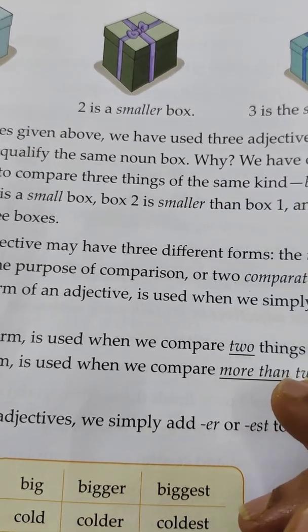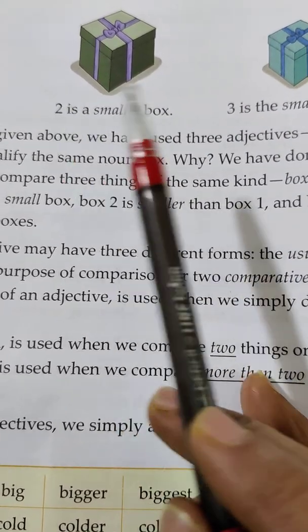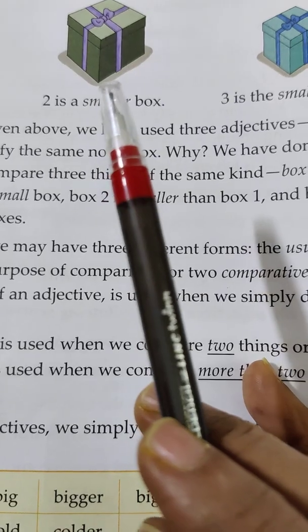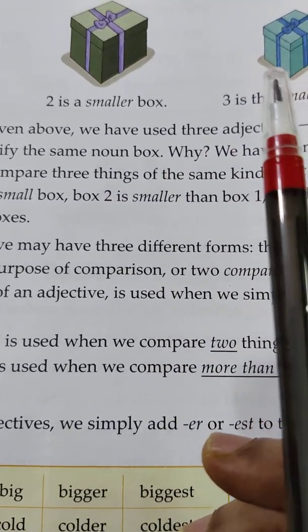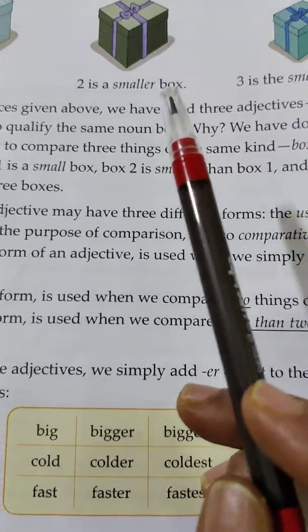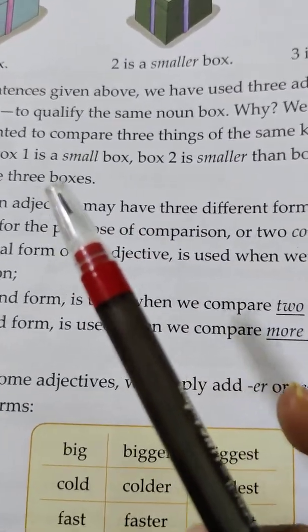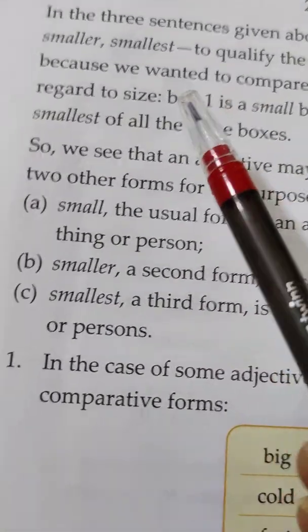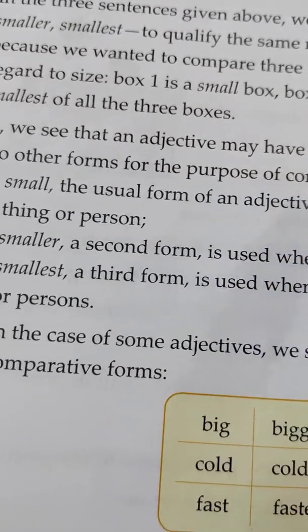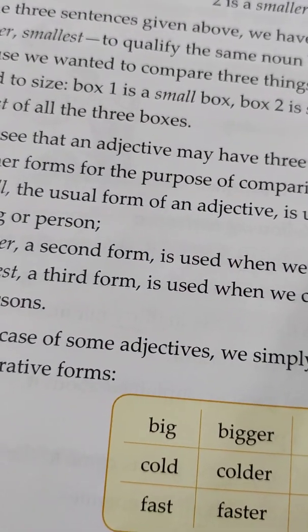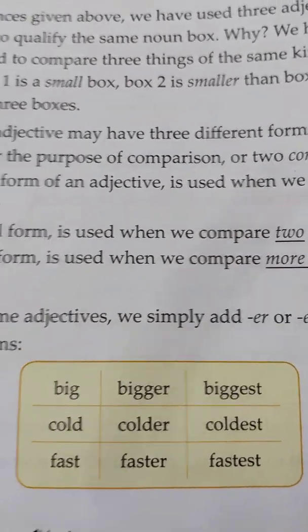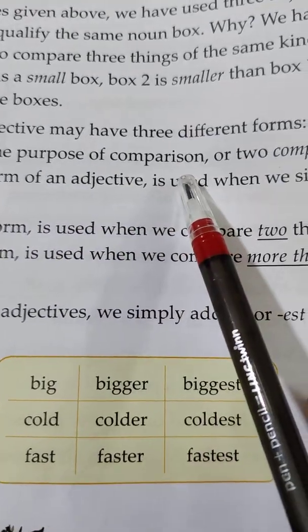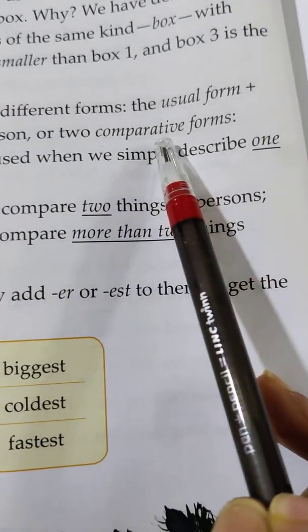We have compared 3 boxes, where one is small, another one is smaller, and the third one is the smallest. But the noun is small box only. So this is a comparative adjective. So we see that any adjective may have 3 different forms: the usual form plus 2 other forms for the purpose of comparison, or 2 comparative forms.